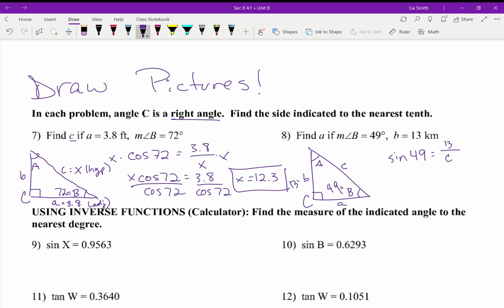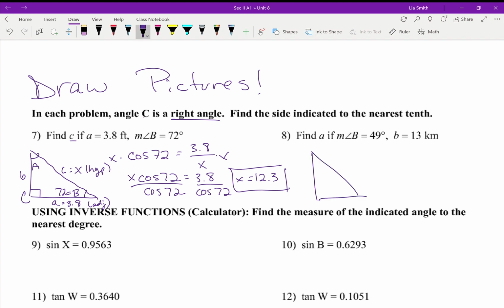So let's solve. Again, we're going to multiply both sides by c. And gosh dang it, I think Lincoln made me make a mistake. I totally made a mistake, because in this one, I'm not solving for C, I'm solving for A. Holy moly. Okay, let's just start over here because distractions, man. Home teaching is hard. Okay, so let's start over.